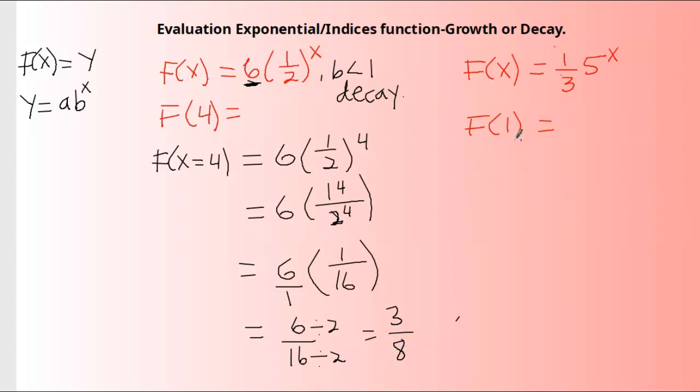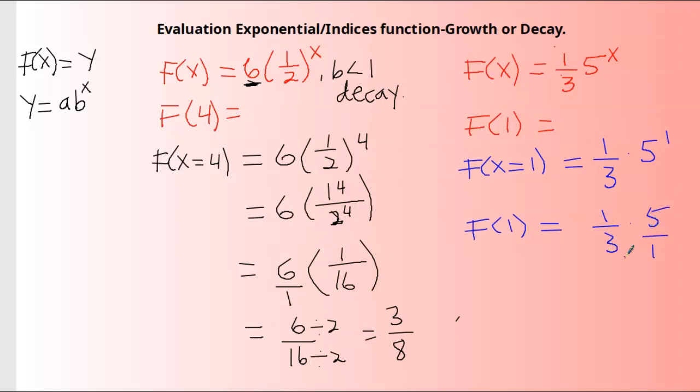Okay, so here it means that wherever we see x, we just replace it with 1. We get 1/3 times 5 to the power 1, times 5. Every number is over 1, so 1 times 5 is 5, and 3 times 1 is 3. And we are done. Here, since the rate is bigger than 1, it is a growth.